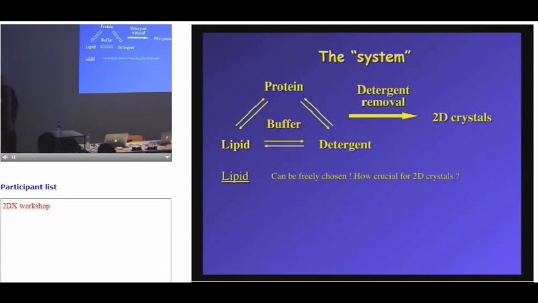Okay, the next thing is the lipid. And of all these components, the lipid is really the one that you can freely choose.